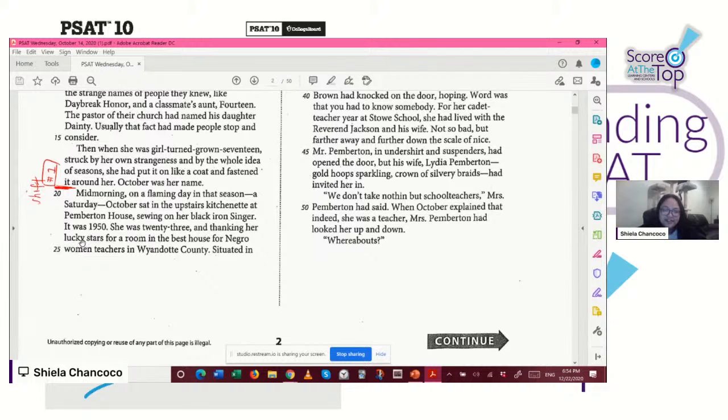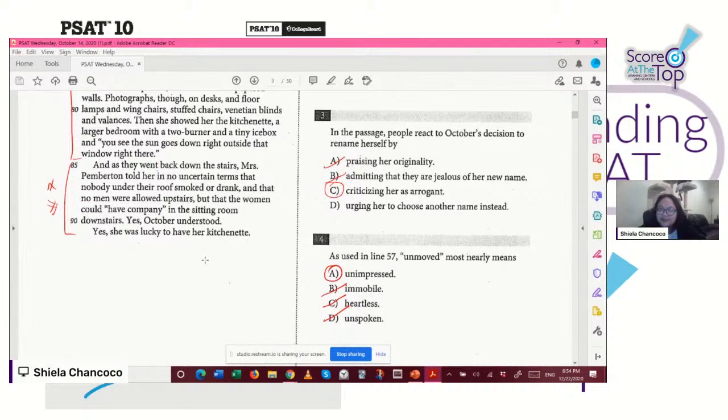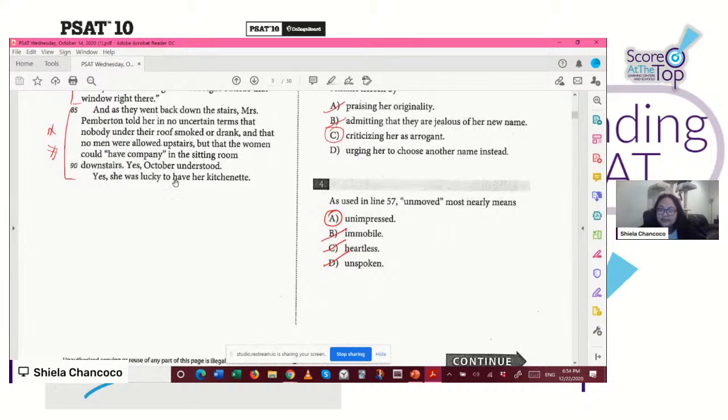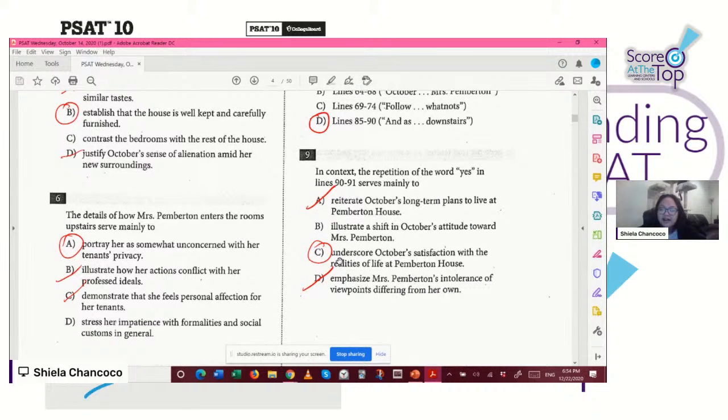She was 23 and thinking lucky stars. Like she was recounting her day at the kitchenette in the Pemberton house. So if you had missed that, I think that would have been okay. But if you had read through the answer choices here, more than likely you would have, from the previous question, been able to answer 9. Underscore October's satisfaction with the realities of life in the Pemberton house, because she agreed. She wants to go do this, right? So the best answer here is C, not everything else, because it's a recount of her experience.